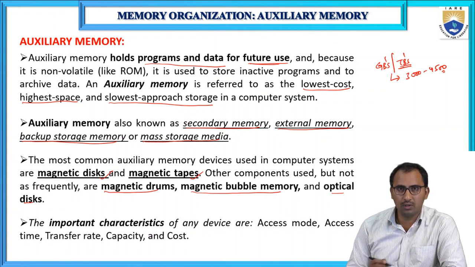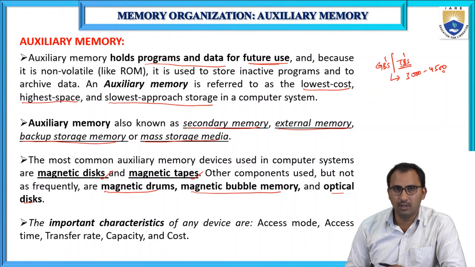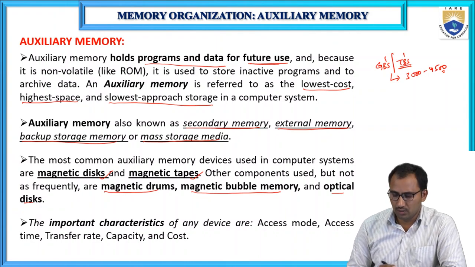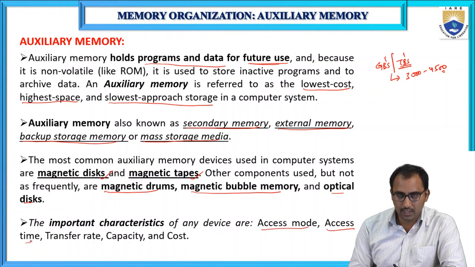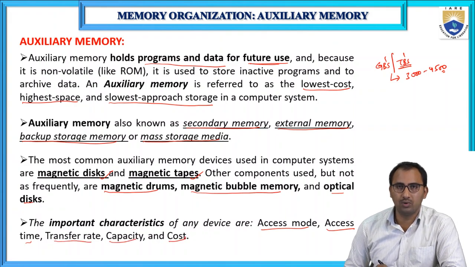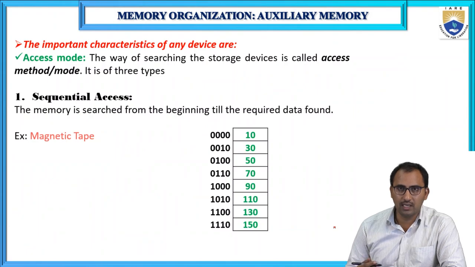If you look into the characteristics of the memory devices, every memory device has some characteristics. That are access mode, access time, transfer rate, capacity, and cost. So these are the important characteristics of a memory device. Let's see one by one.